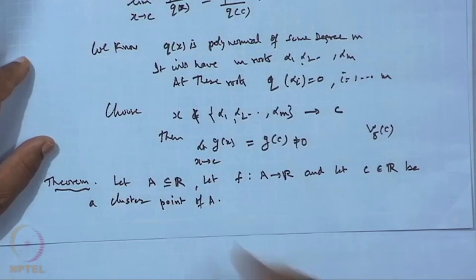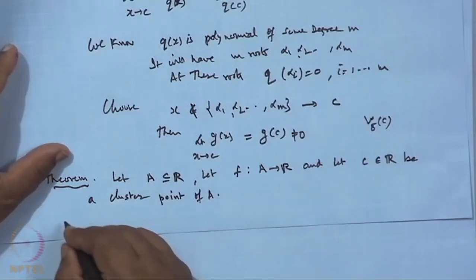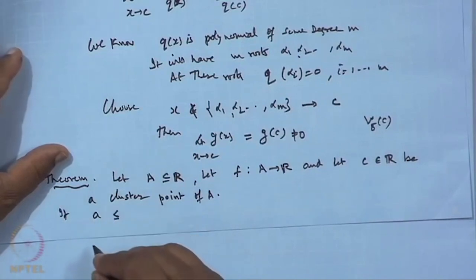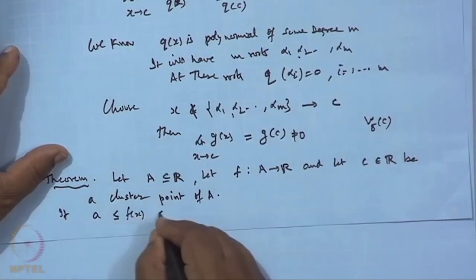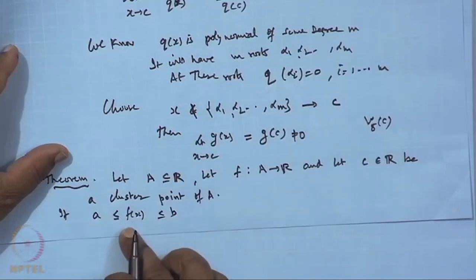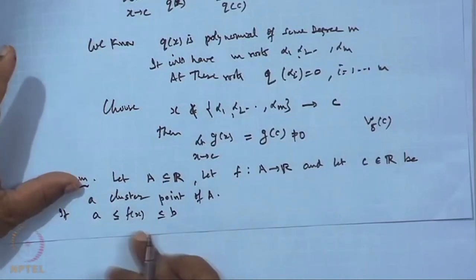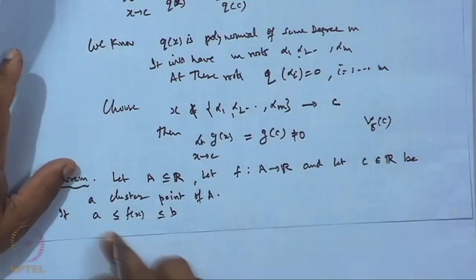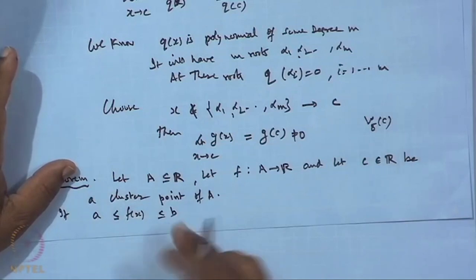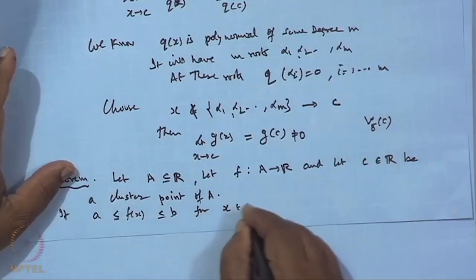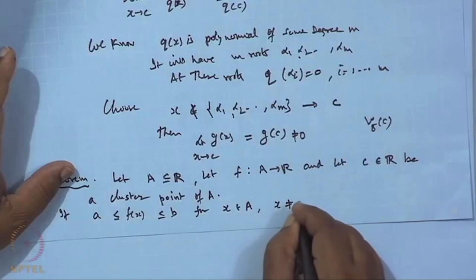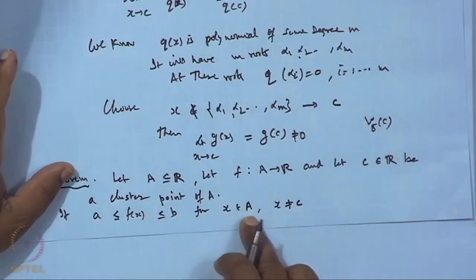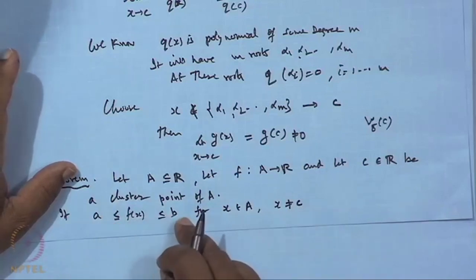And suppose A is less than or equal to f(x), less than or equal to B, meaning all the images of f in the neighborhood of C lie between A and B, for all x belonging to A with x not equal to C. All the points have an image in the set except possibly at C, which lies between A and B.